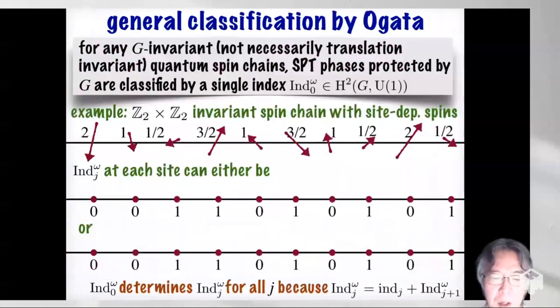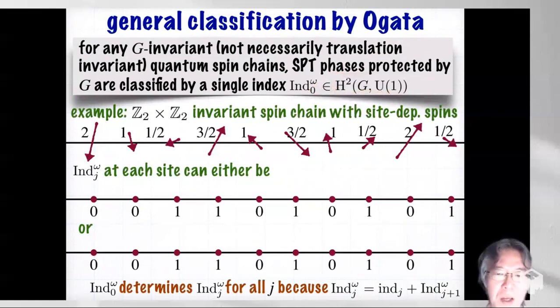Okay. Well, Ogata's result applies to a much more general case. So this is a general classification given by Ogata. For any G invariant quantum spin chain, you don't need translation invariance. SPT phases protected by the symmetry G are classified by a single index, the Ogata index, say at the origin, that takes value in the second group cohomology.